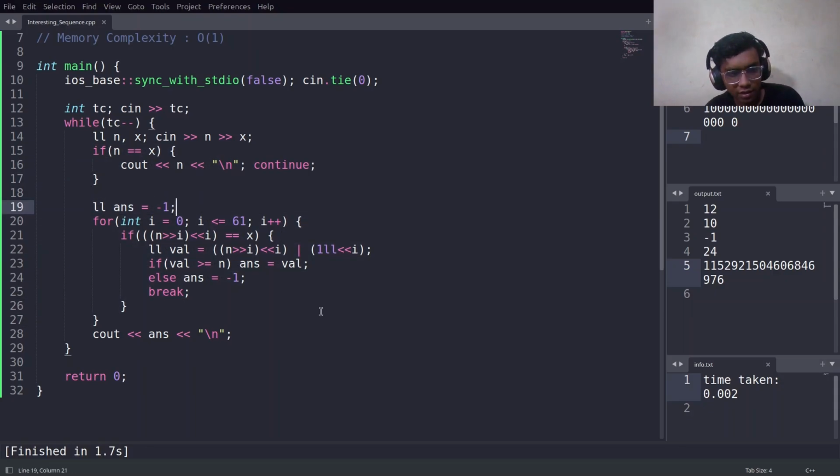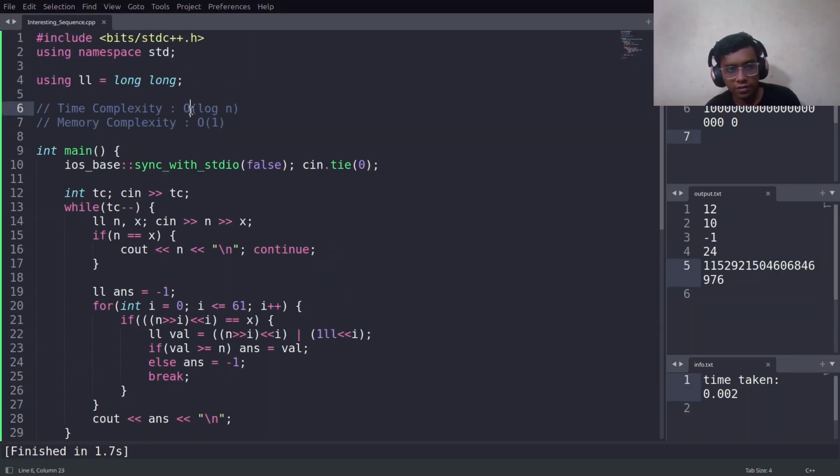So initially the answer is set as -1. We're going through all possible shifts to remove the prefix, right? If we find some I which, if we remove it, becomes equal to x, then we know m. So m is basically what I've stored in val, right? So if the val is greater than or equal to n, that's going to be our answer. Otherwise, our answer will be -1. And then we can break, and we can output the answer. And that's all. This runs pretty fast, just in log n with memory complexity of big O of 1.